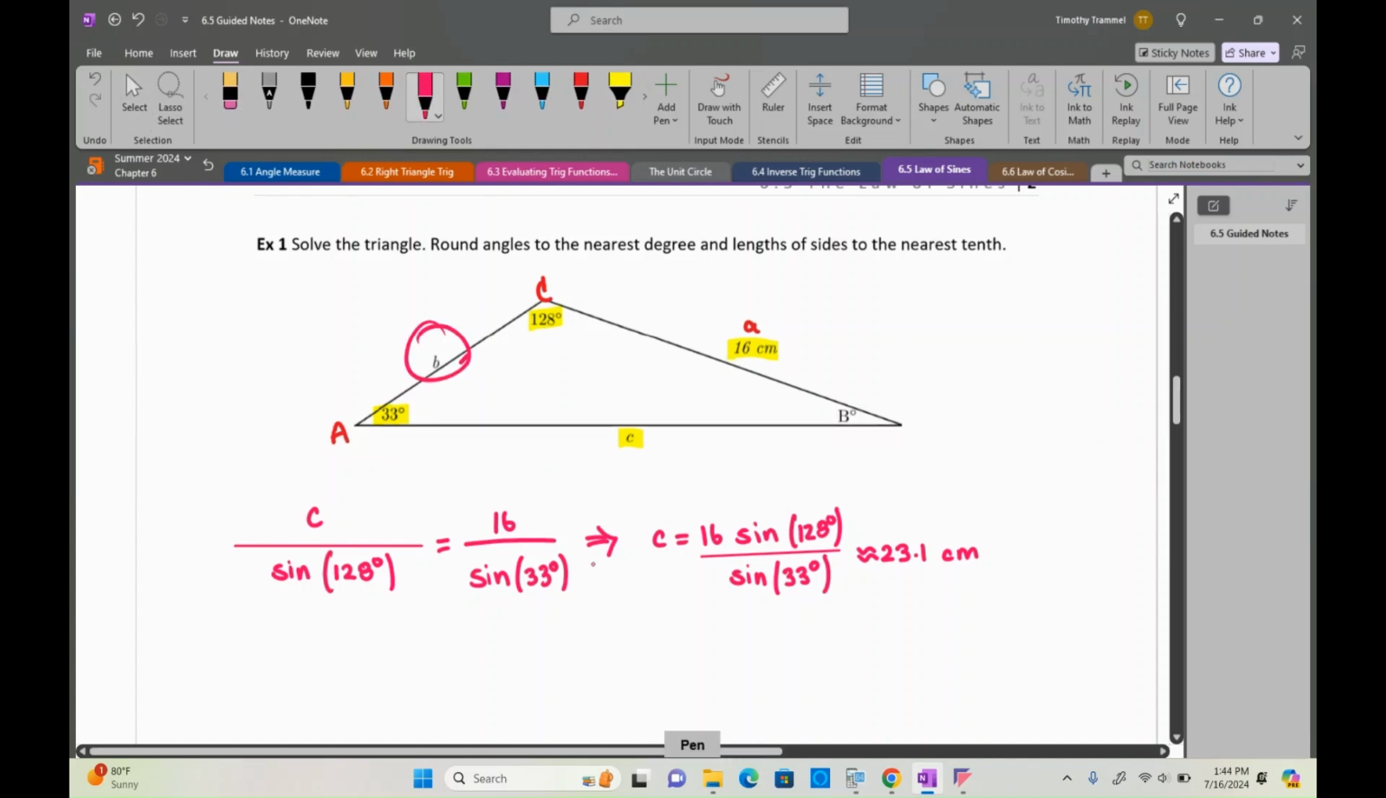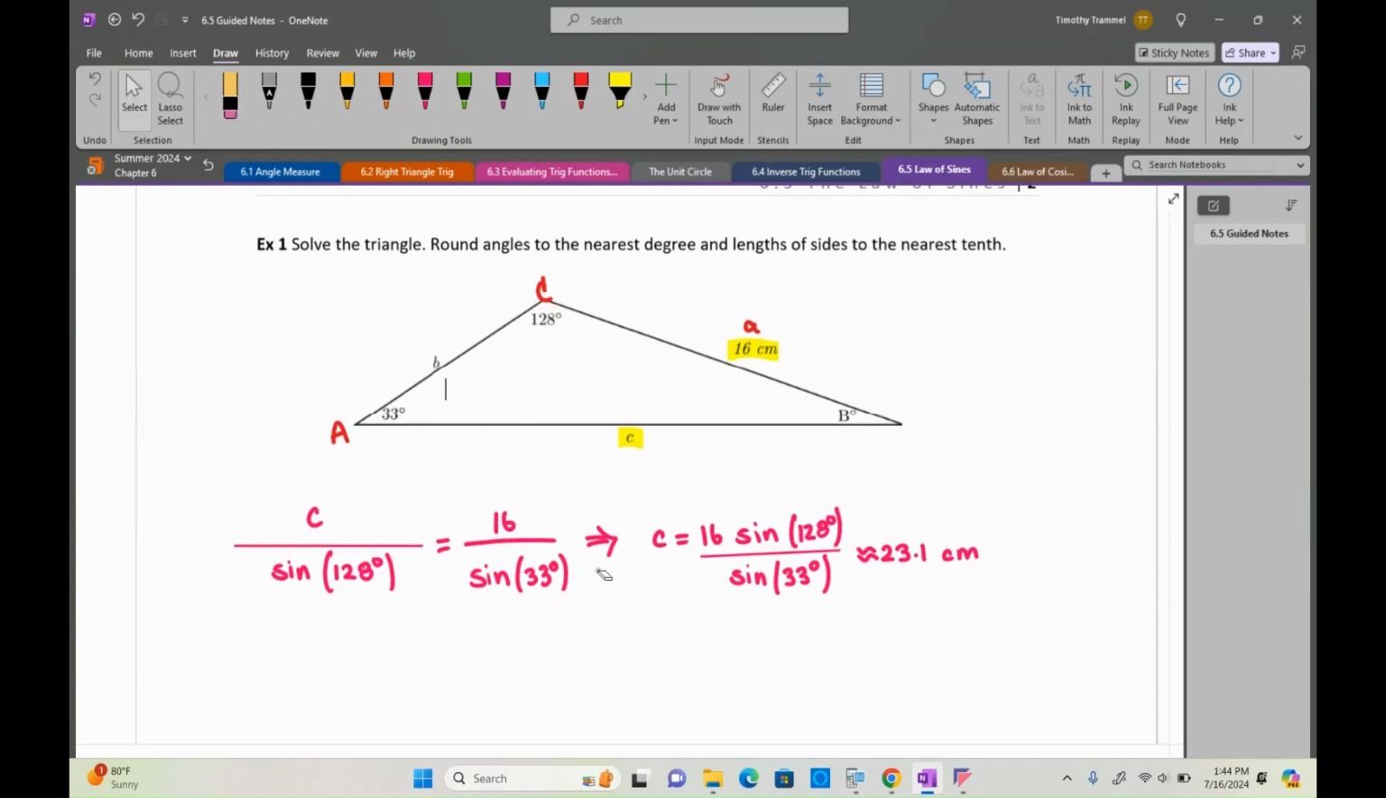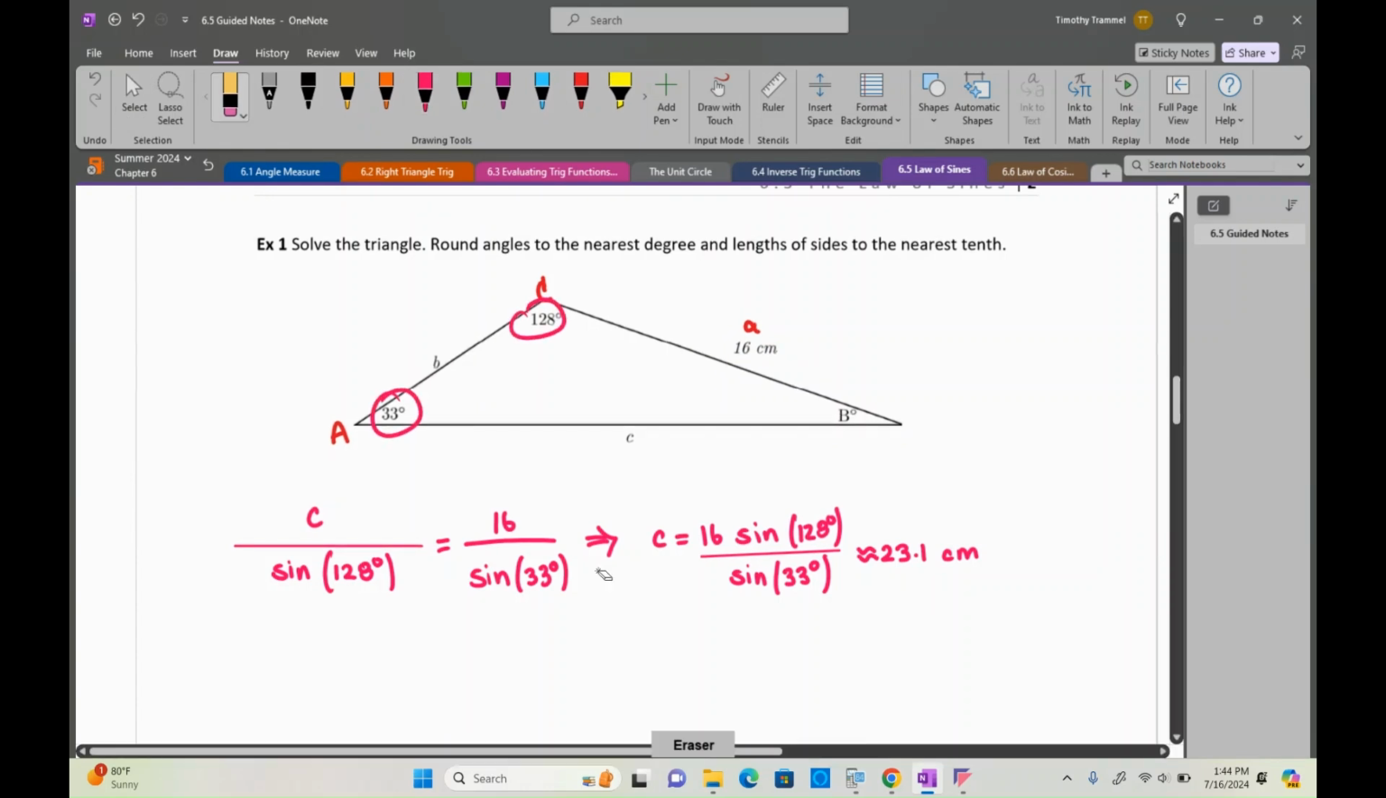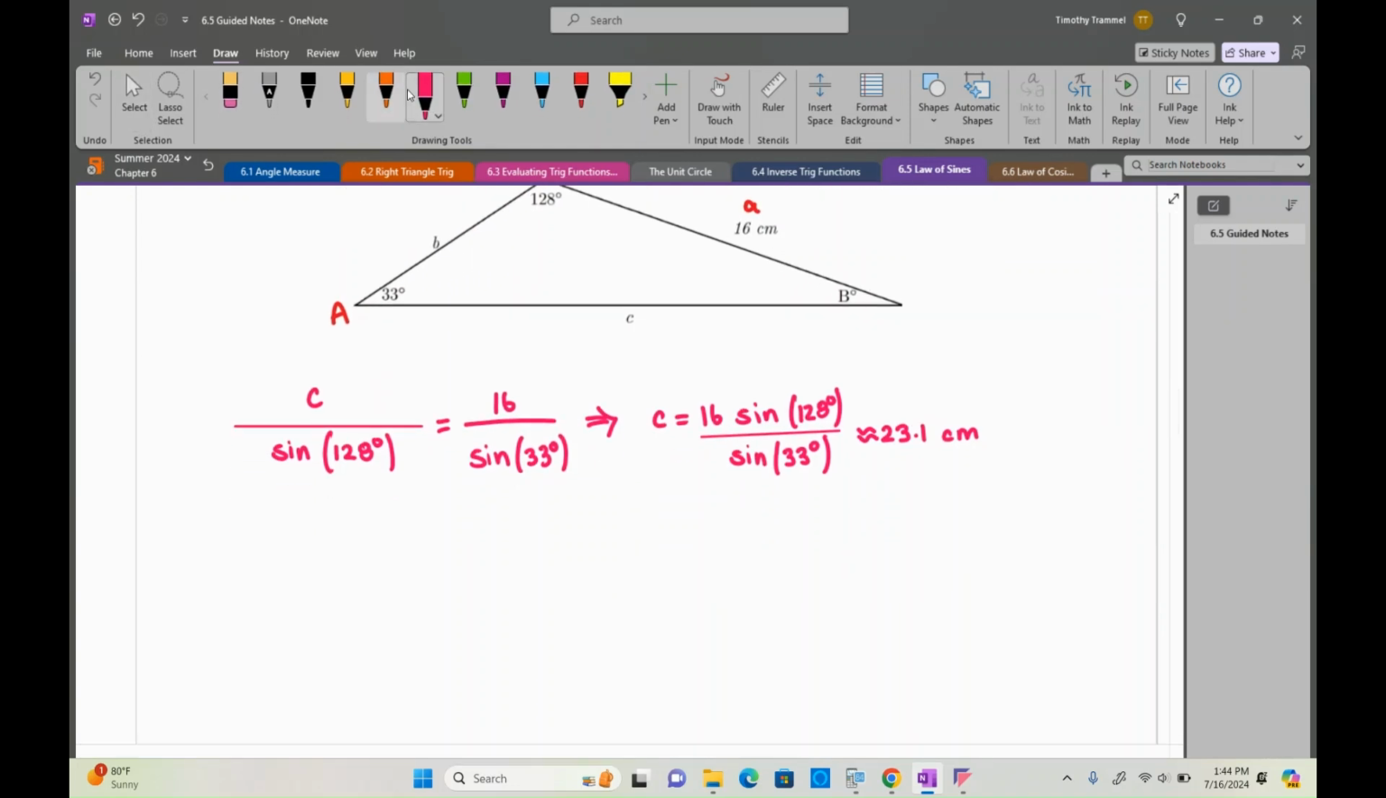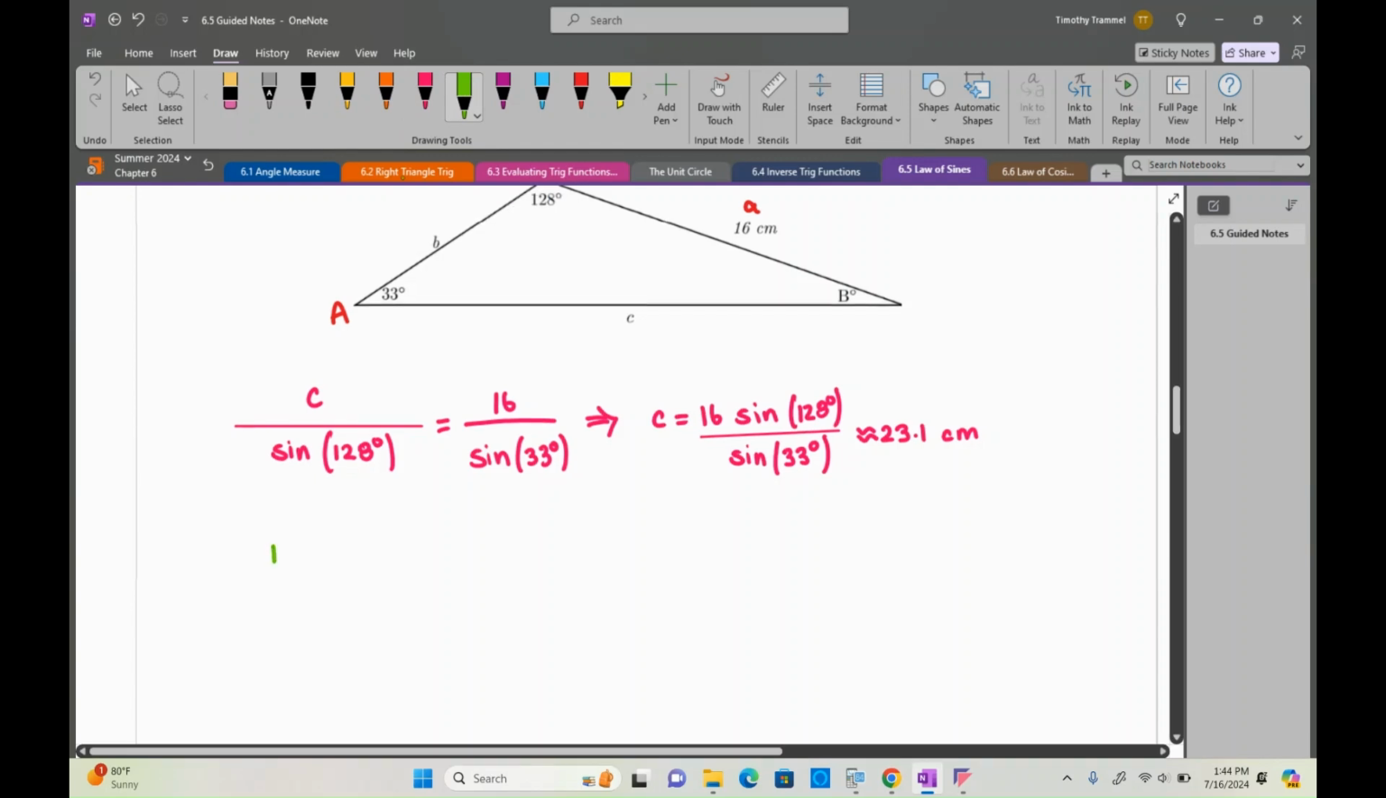Okay. And I'm just realizing this now, but we can actually find ourselves big B without really doing much work. We already know these two angles. So if we want to know big B here, well, I know that all three of those angles should add up to 180. So big B should just be equal to 180 minus 128 and minus the 33. Okay.